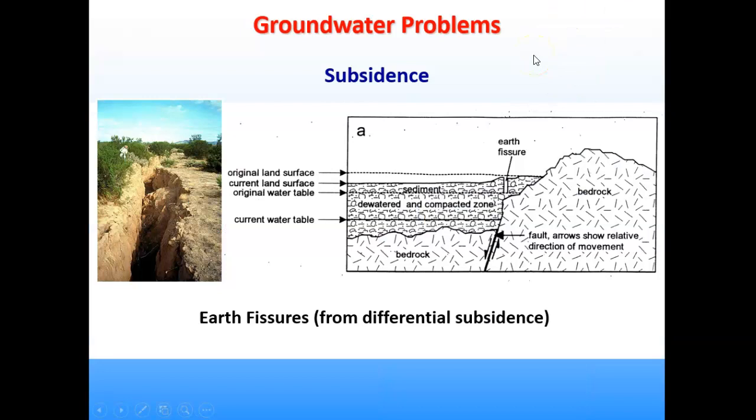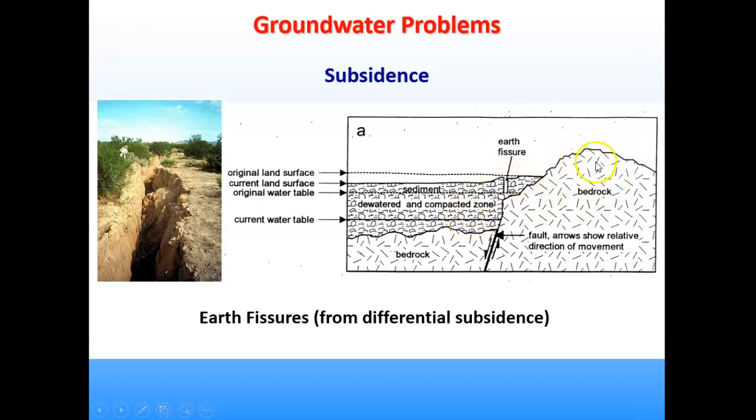Now, we get this here in Arizona too because we have big basins, but it's not as severe as we see in California. We actually get something a little different here that's related to subsidence, and that is what's called earth fissures. Now, earth fissures are cracks in the ground, but it's related to this idea of the land surface sinking. What we see is that these cracks or earth fissures tend to appear near mountain fronts like this.